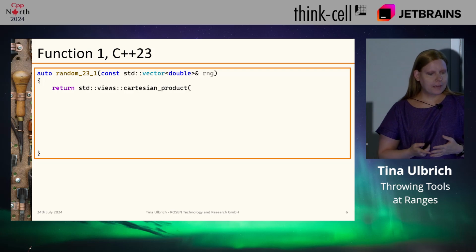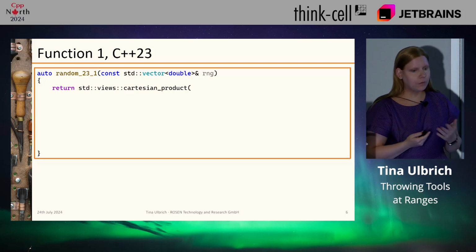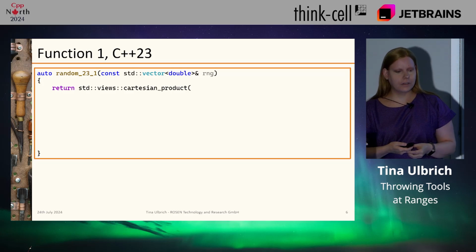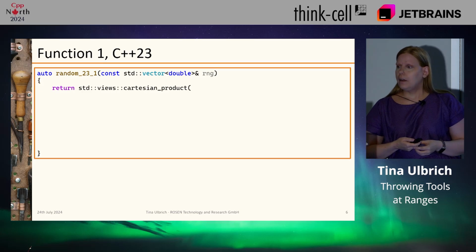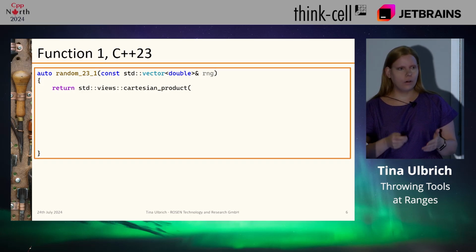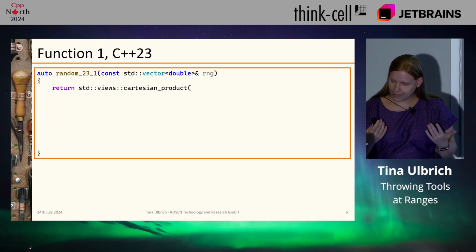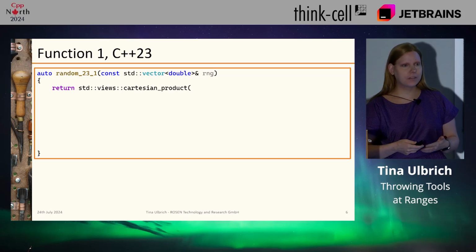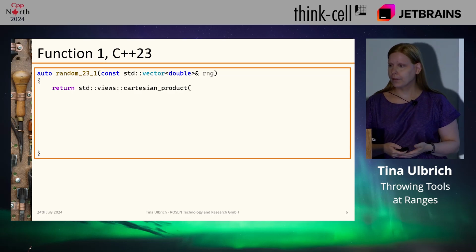We start with a view, or range adapter, that I really like, and it's called the Cartesian product. The Cartesian product combines all elements of all ranges with each other, which is a fancy way of saying that this is a nested loop.